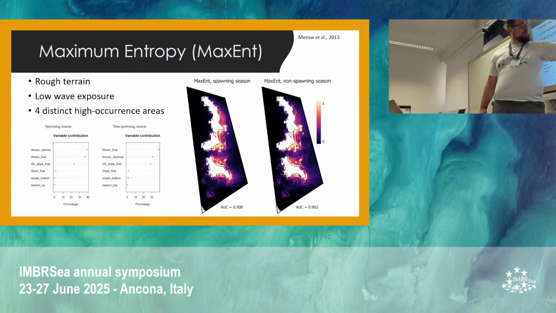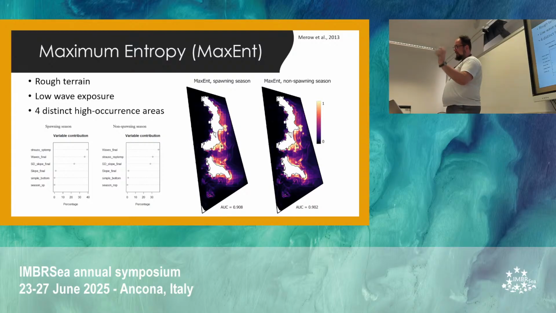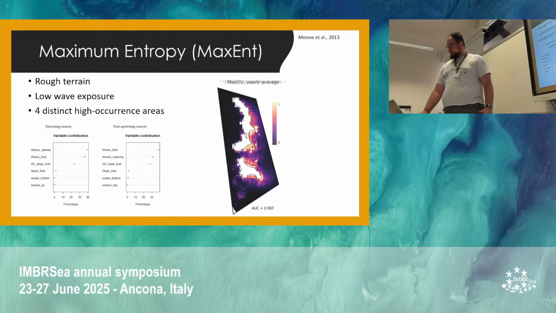And there are these four very specific, very small, localized, very high likelihood occurrence points on the roughest areas, the rough terrain areas on the sheltered eastern coastline. And the yearly average of this model looks like this.